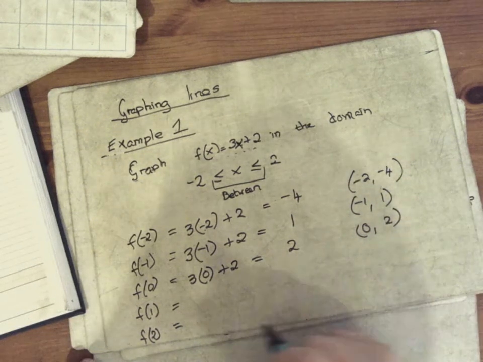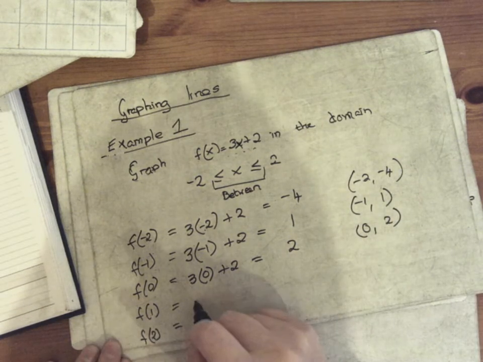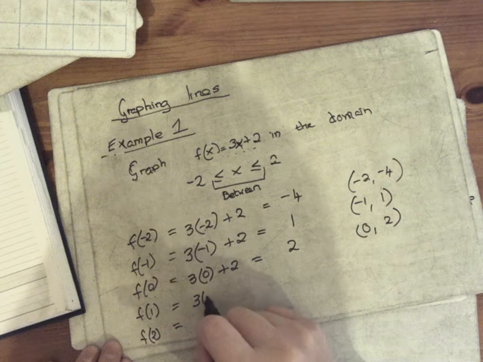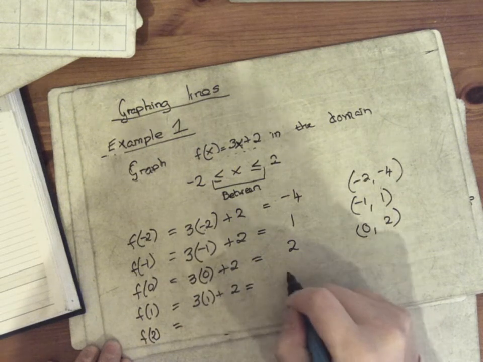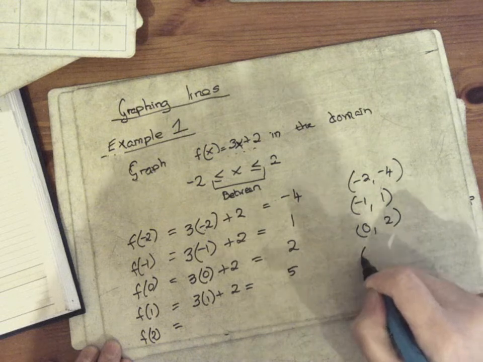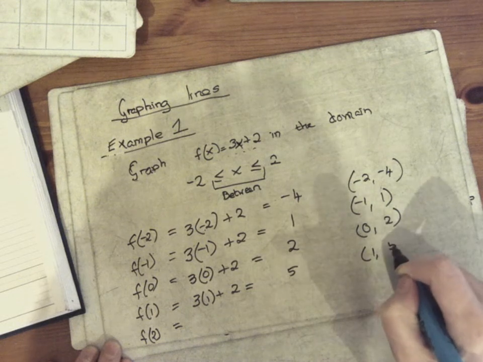Okay? The next one is you want to put in a 1. So it's 3 times 1 plus 2. 3 times 1 plus 2 is 5. So you put in a 1 and you got out a 5.